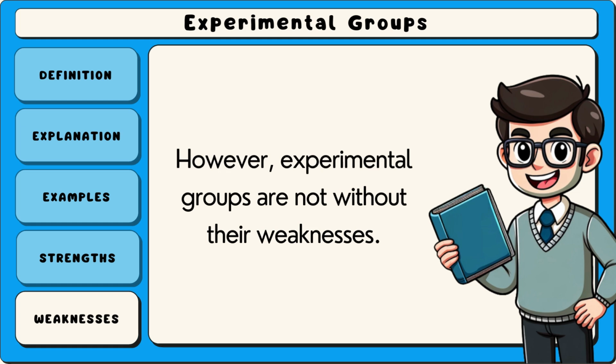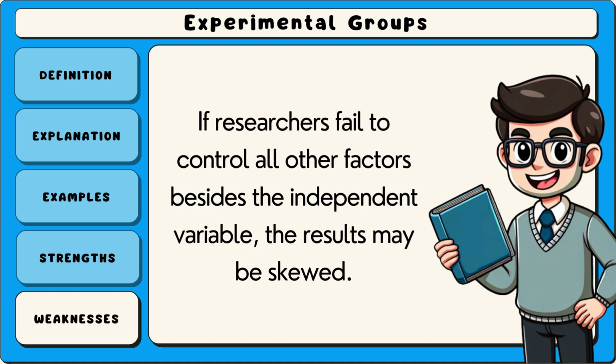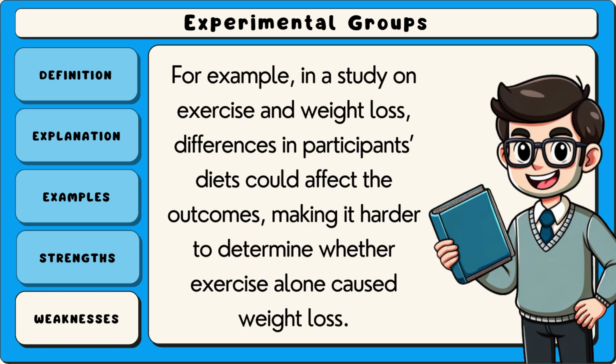However, experimental groups are not without their weaknesses. One limitation is the potential for confounding variables. If researchers fail to control all other factors besides the independent variable, the results may be skewed. For example, in a study on exercise and weight loss, differences in participants' diets could affect the outcomes, making it harder to determine whether exercise alone caused weight loss.